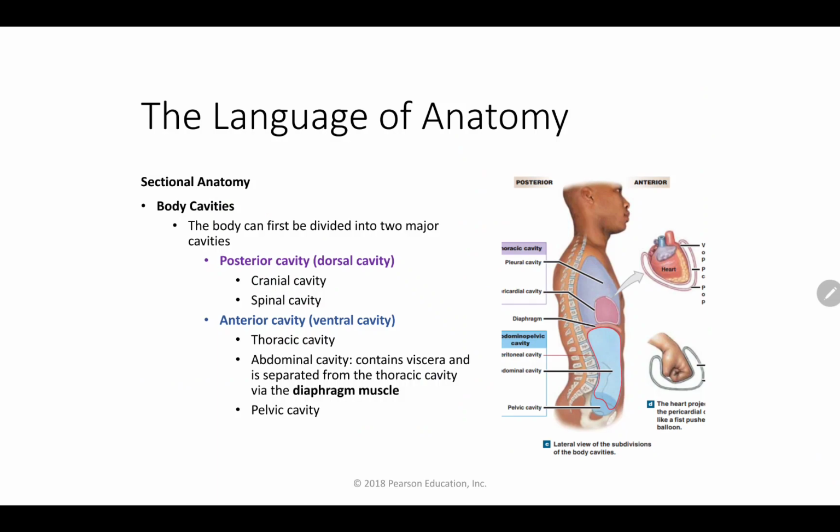And remember the body cavities. The body can be divided into two major cavities. We have the posterior or dorsal cavity, made up of the cranial cavity and the spinal cavity. Also remember the anterior or ventral cavity, the front, which is made up of the thoracic cavity, separated at the diaphragm, and the abdominal pelvic cavity. We can also separate the abdominal pelvic cavity into the abdominal and the pelvic cavity. So remember that.